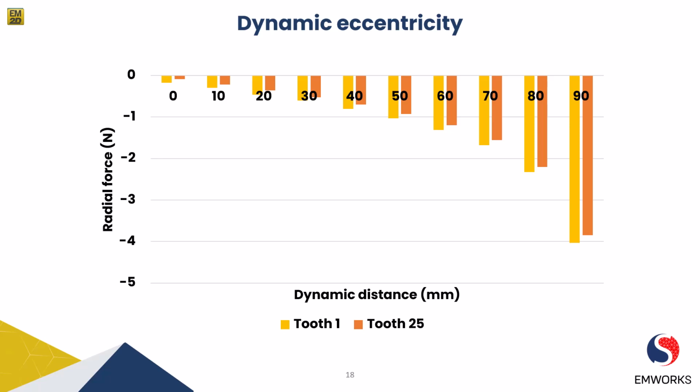tooth. However, since the dynamic eccentricity continuously changes the relative position between the rotor and stator, the peak tooth radial forces occur at different time instances for each tooth throughout a complete rotation. This means that each tooth experiences the maximum radial force at a different point in time during each revolution.